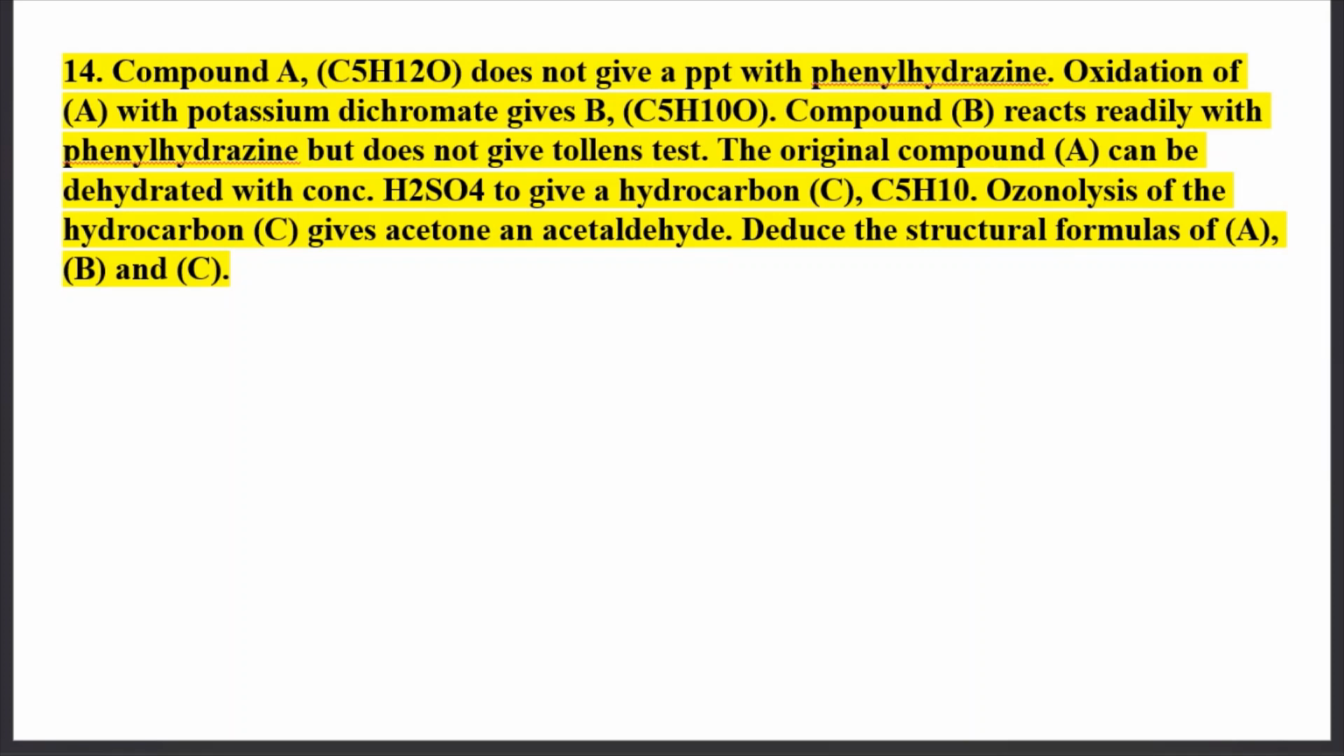So 14 says compound A does not give a product with phenylhydrazine. Tollens' test. Oxidation of A with potassium dichromate gives B, and compound B reacts readily with phenylhydrazine but does not give the Tollens' test. The original compound A can be dehydrated with sulfuric acid to give a hydrocarbon, which is this one. Ozonolysis of the hydrocarbon C gives an acetone and an aldehyde. Now deduce the structures A, B, and C.